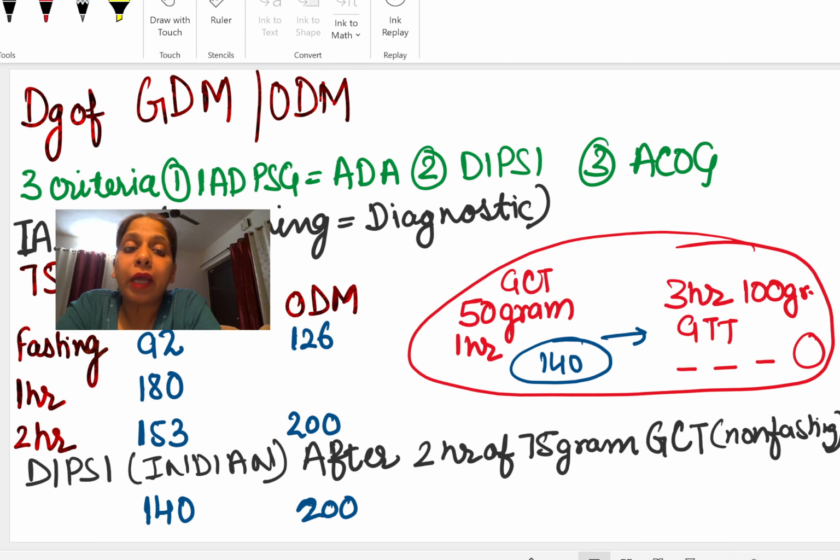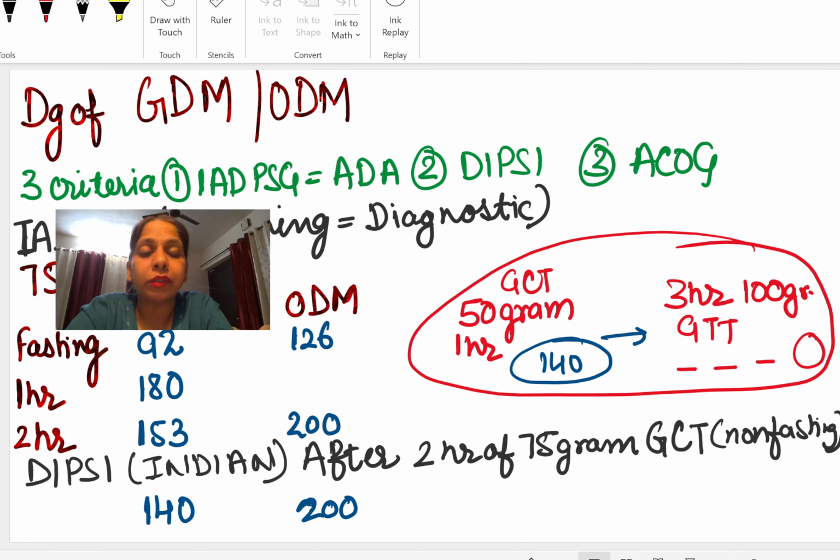Because it is a 100 gram 3-hour test, there will be one value fasting, one value at 1 hour, one value at 2 hours, then one value at 3 hours. So totally there will be 4 values, fasting and every hour. So just remember that the first three values of the 3-hour 100-gram glucose tolerance test are somewhat similar to the 75-gram glucose tolerance test, and the fourth value you don't need to remember.